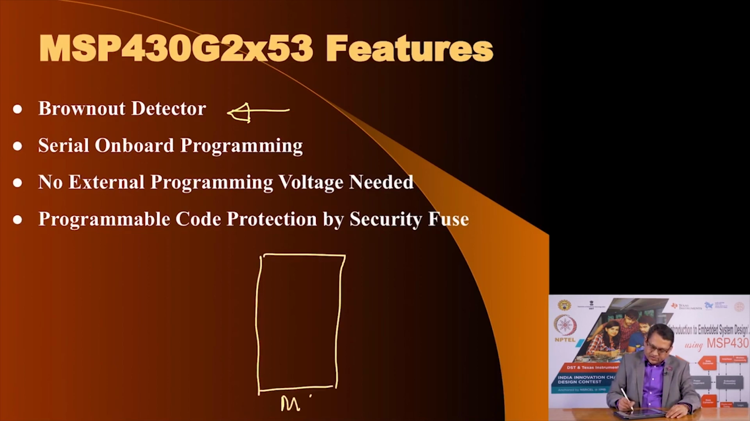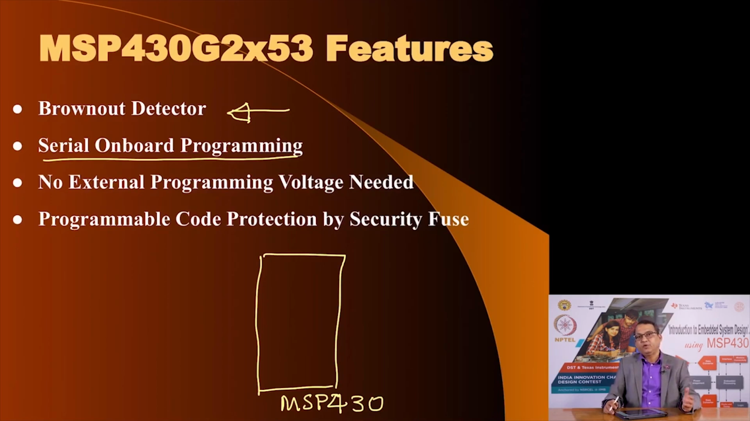If this is your MSP430, you can download the code in a variety of ways. One of the methods is called serial onboard programming, which means it uses 2 pins to download the program. Apart from that, you can use a JTAG interface for downloading the program, and you can also use an in-application programming method using a pre-programmed bootloader, which is available in the flash memory of the microcontroller.